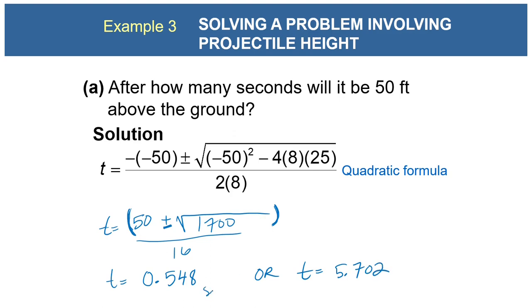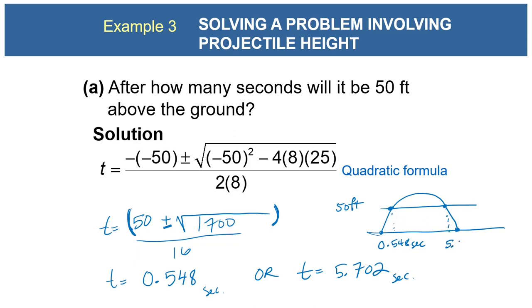And remember, the units for this is seconds. So why do we have two answers, 2 times? Well, think about this. We're shooting an object from the ground, and we're asking what is it 50 feet above the ground. Well, there's going to be 2 locations. It's going to be 50 feet at 0.548 seconds, and it's going to be 50 feet at another time, 5.702, because it goes up and then it comes back down. So we know there's 2 times for this answer.